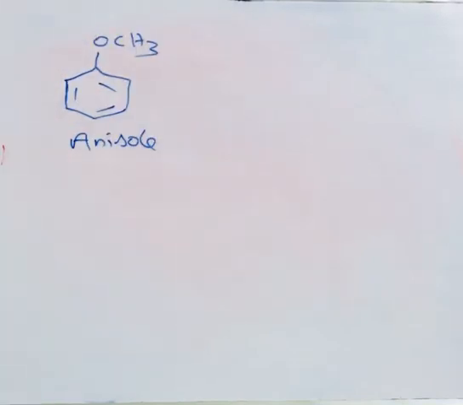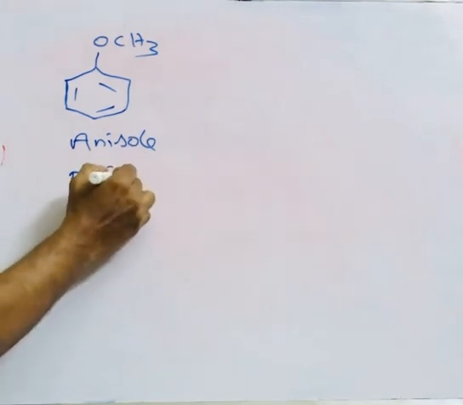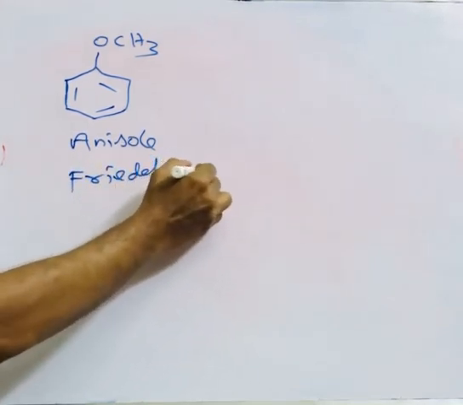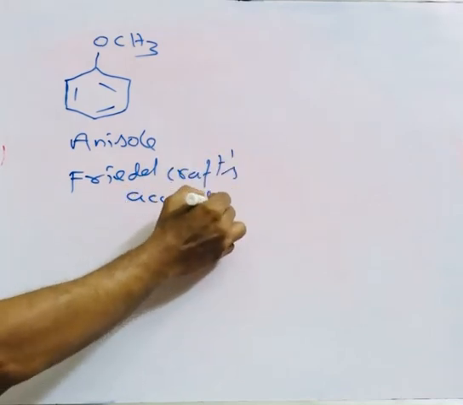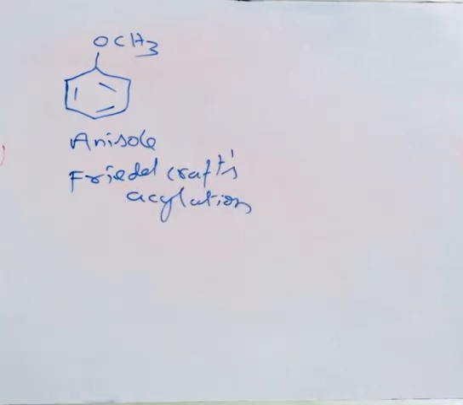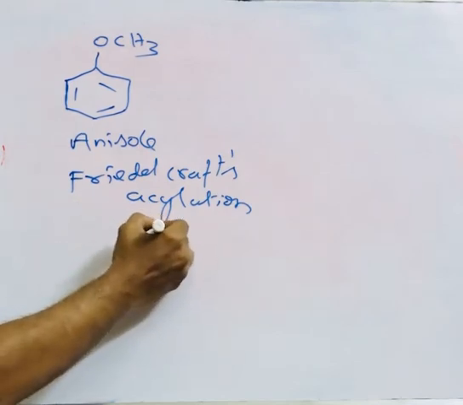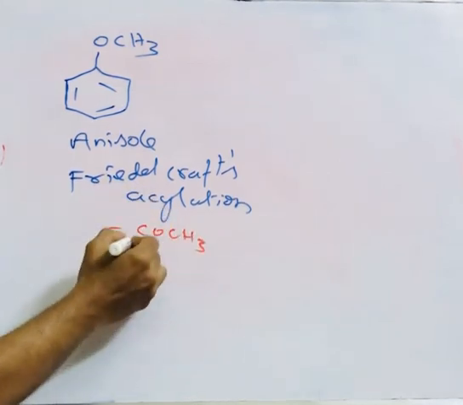This anisole will undergo acylation. They ask Friedel-Crafts acylation. I hope you know these acylation reactions. Benzene you also would have done. Acylation is the COCH3 group. Acyl group is the COCH3 group. This is called the acyl group.